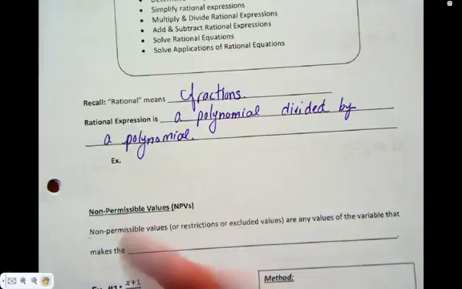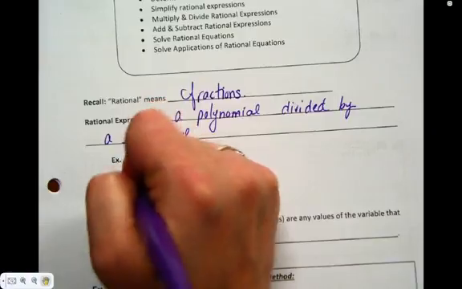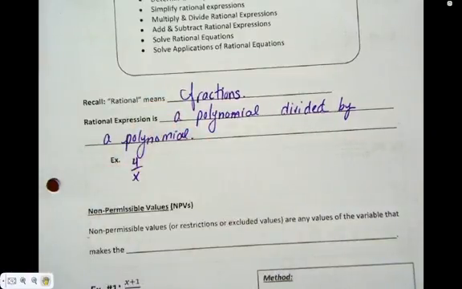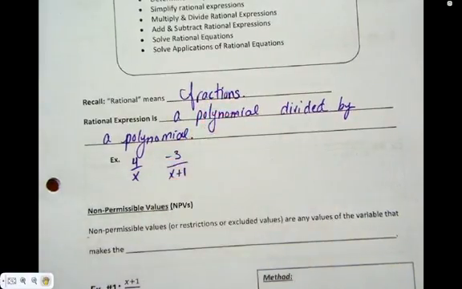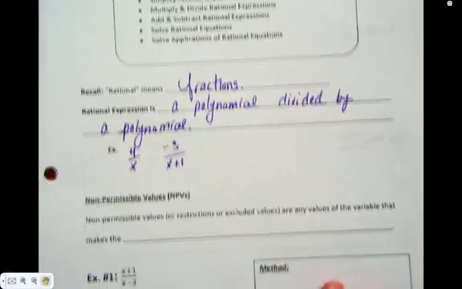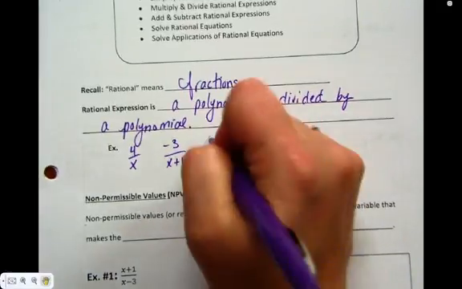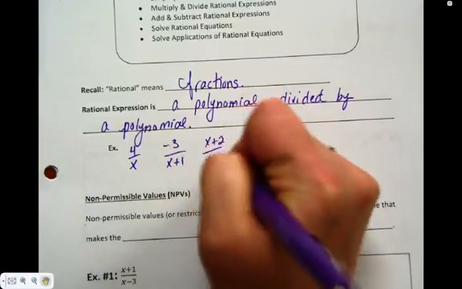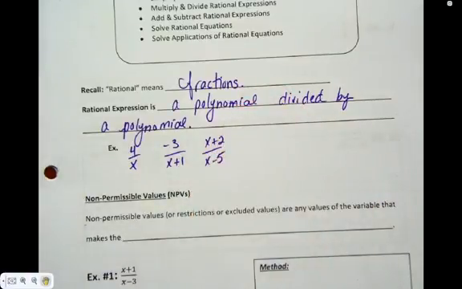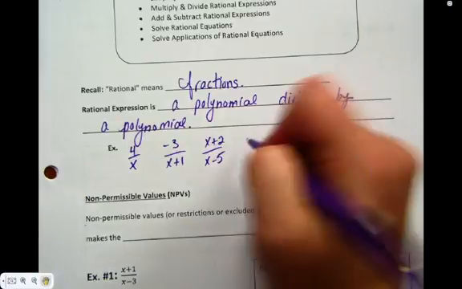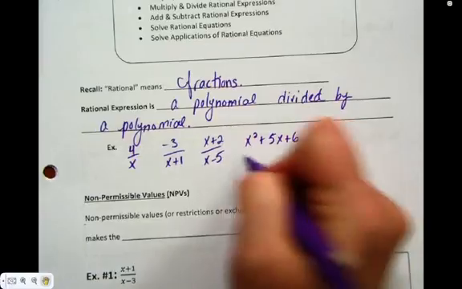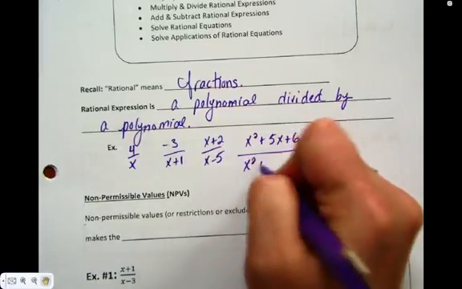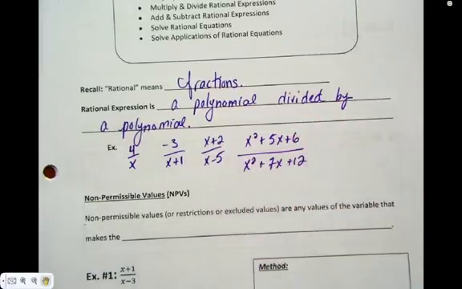So it's really easy. A rational expression would be 4 over x. 4 is a polynomial, x is a polynomial. We might get a little crazy and say, ooh, negative 3 over x plus 1. So there's a monomial over a binomial. We might say, ooh, they're ready for x plus 2 over x minus 5. There's a binomial over a binomial. Or we could go total crazy town and do a trinomial: x squared plus 5x plus 6 divided by another trinomial, x squared plus 7x plus 12.